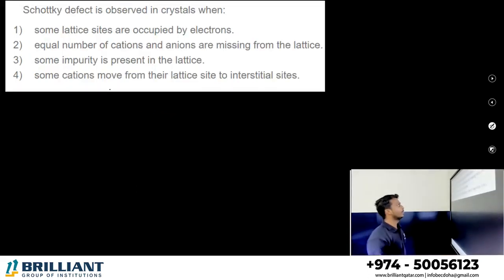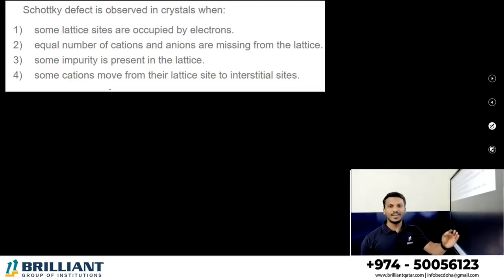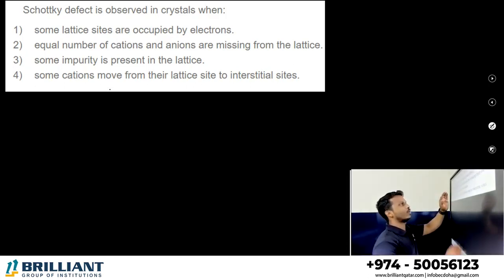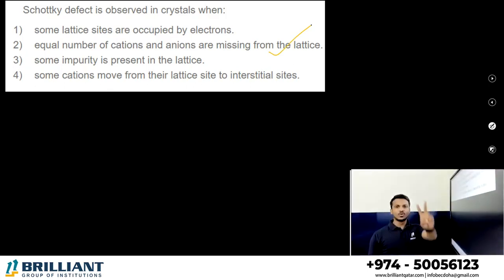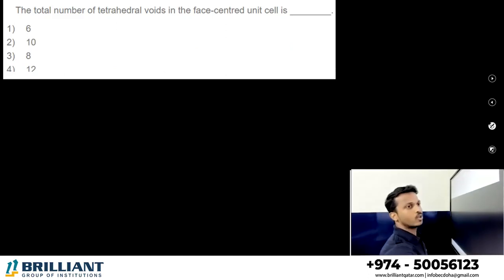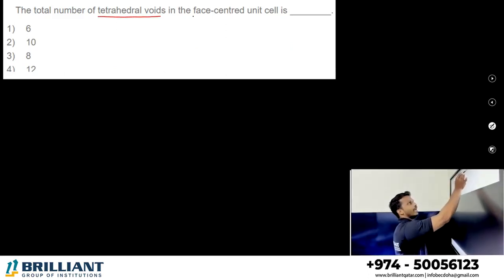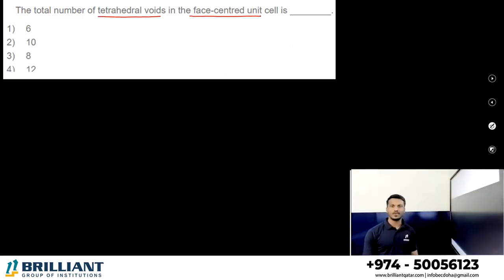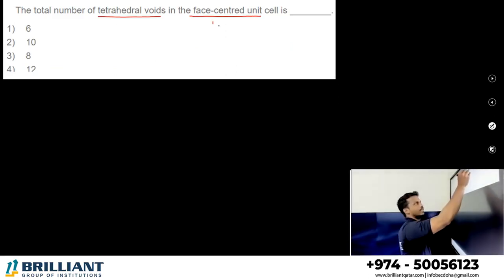Let's go to the next one. Schottky defect is observed in a crystal when? What is Schottky defect? An equal number of cations and anions are missing from the lattice. Option 2 is the correct answer. Next one: what is the total number of tetrahedral voids in an FCC system? FCC, face centered unit cell.